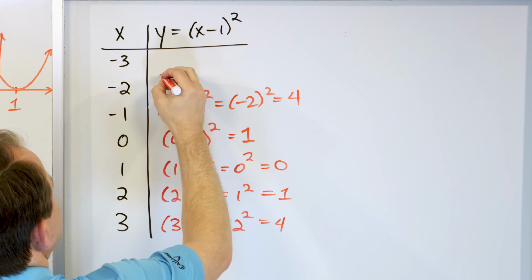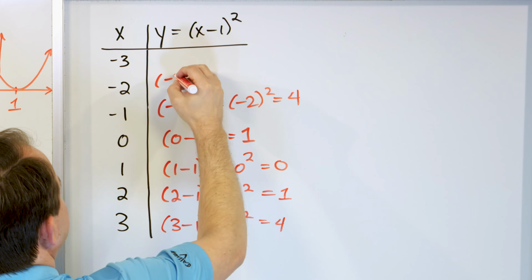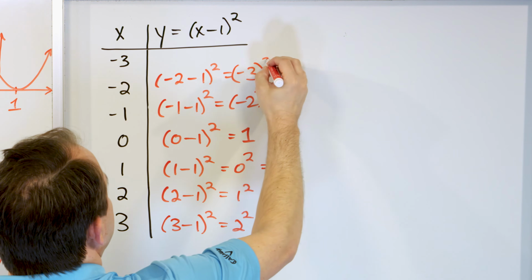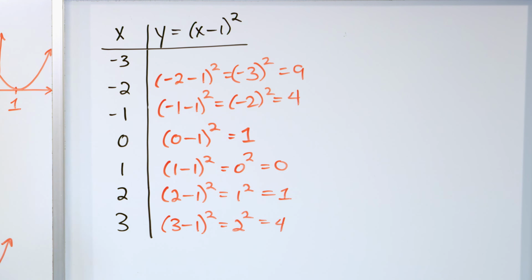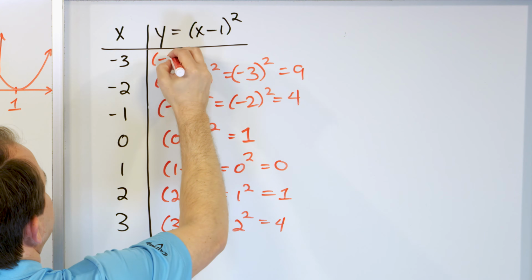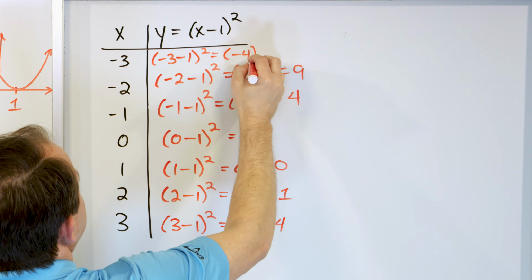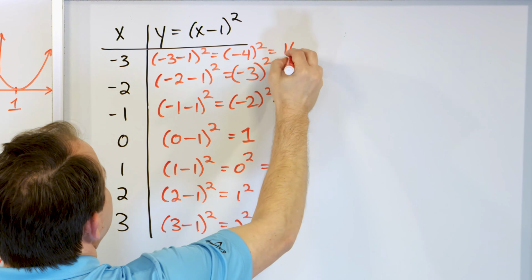Now let's put a negative 2 in here, I'm sorry, negative 2 minus 1 quantity squared. This will be negative 3 quantity squared, which is going to give you 9. And the last one we'll do is this one, negative 3 minus 1 quantity squared is negative 4 quantity squared. I can barely fit it in here, it'll be 16.